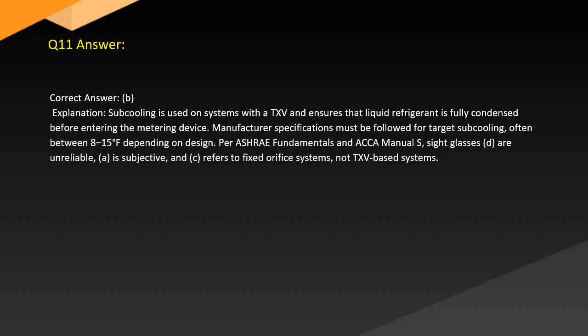Answer. Correct answer: B. Explanation. Subcooling is used on systems with a TXV and ensures that liquid refrigerant is fully condensed before entering the metering device. Manufacturer specifications must be followed for target subcooling, often between 8 and 15 degrees depending on design. Per ASHRAE fundamentals and ACCA Manual S, sight glasses (D) are unreliable, A is subjective, and C refers to fixed orifice systems, not TXV.